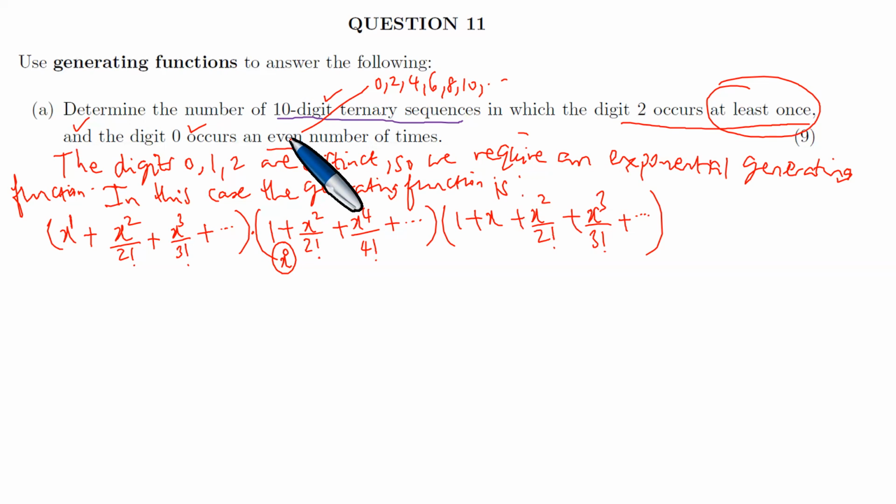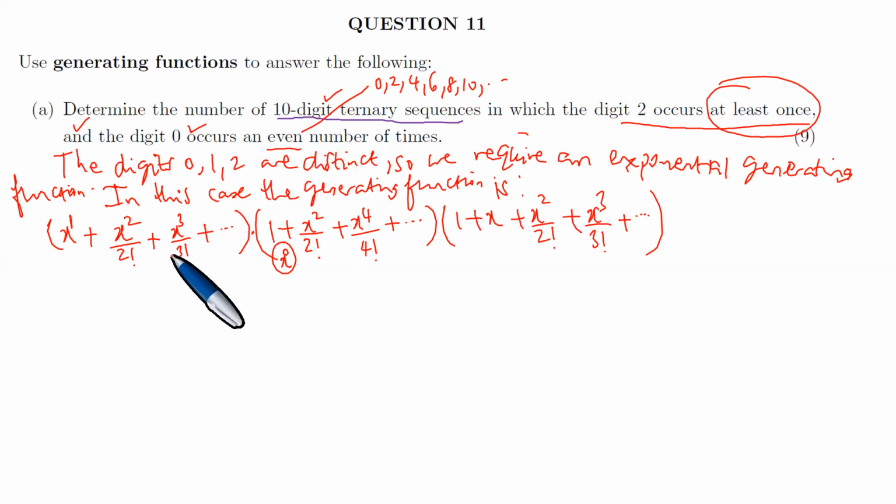There's something I want to mention. There are certain things we call types when we're dealing with the generating functions. The types of things.